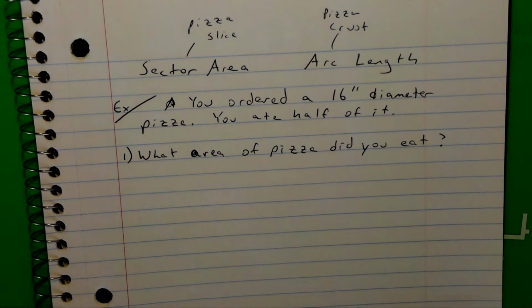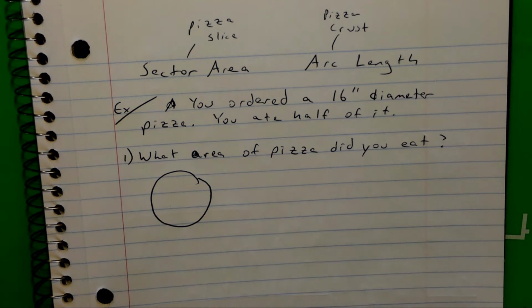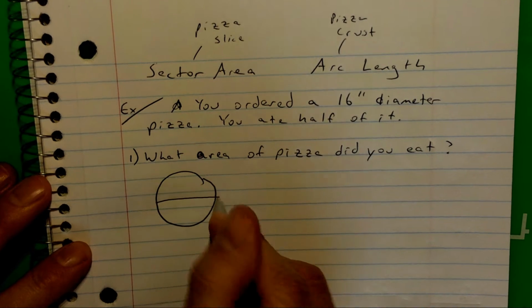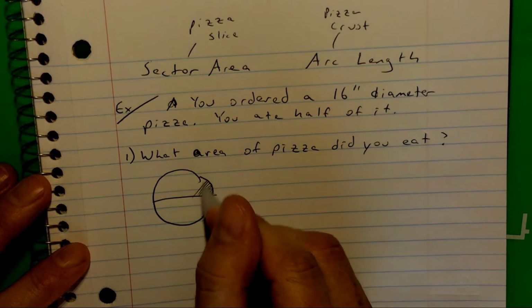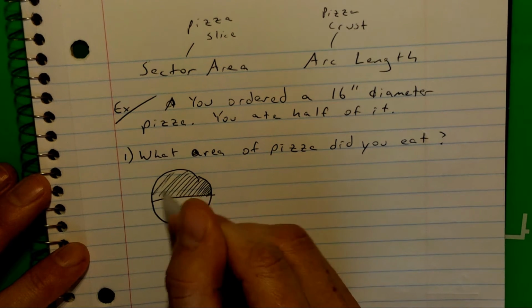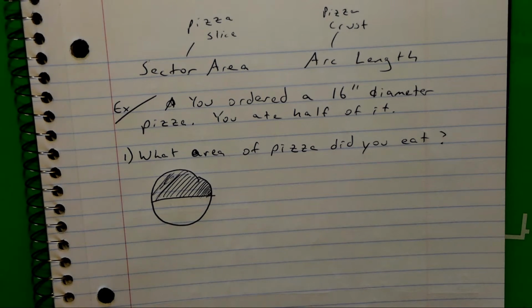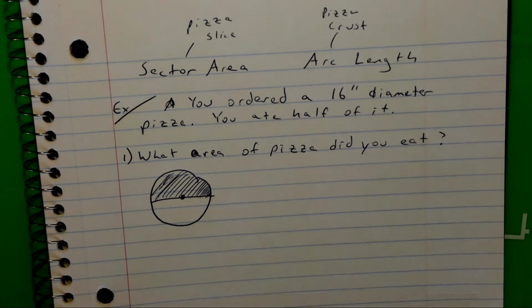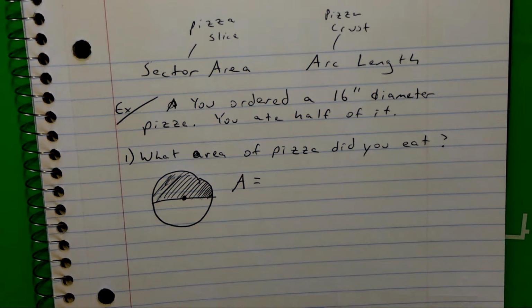Now, let's represent this pizza with a circle. Always a good idea to draw a picture. And so I ate half of it. Well, you ate half of it. You pig. So I'm going to shade in that half of it, and I want to know basically what's the area of this half of a circle. So how would I find that area? Think about it for a second. What would I do?